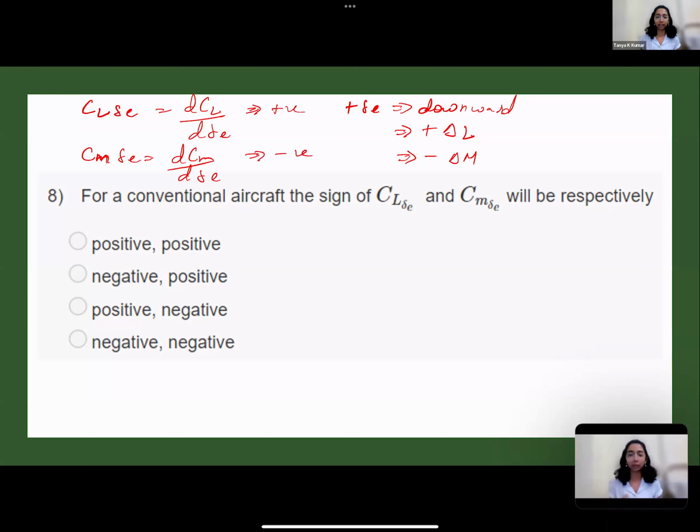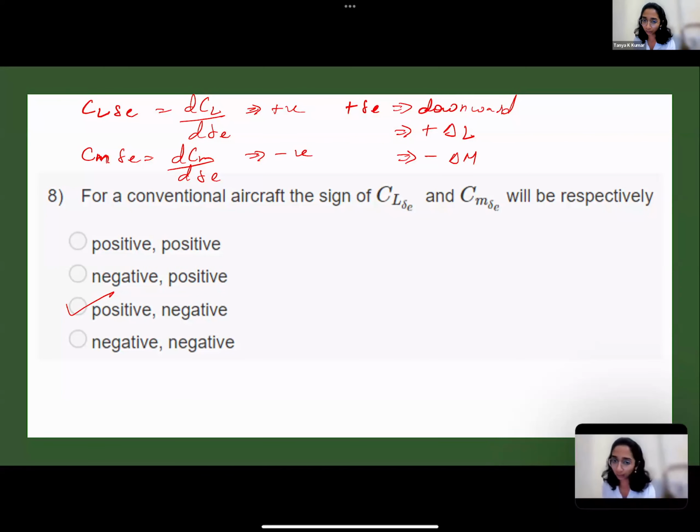Do you understand why? When you deflect the elevator down, it produces a positive lift. And that positive lift produces a pitch down moment about your CG, which is negative. So yes, your answer is right, positive and negative. But you need to know all of these terms because I'm telling you again, there are multiple such derivatives that come into play as the weeks progress. Then it will become difficult. Please don't just try to remember it.